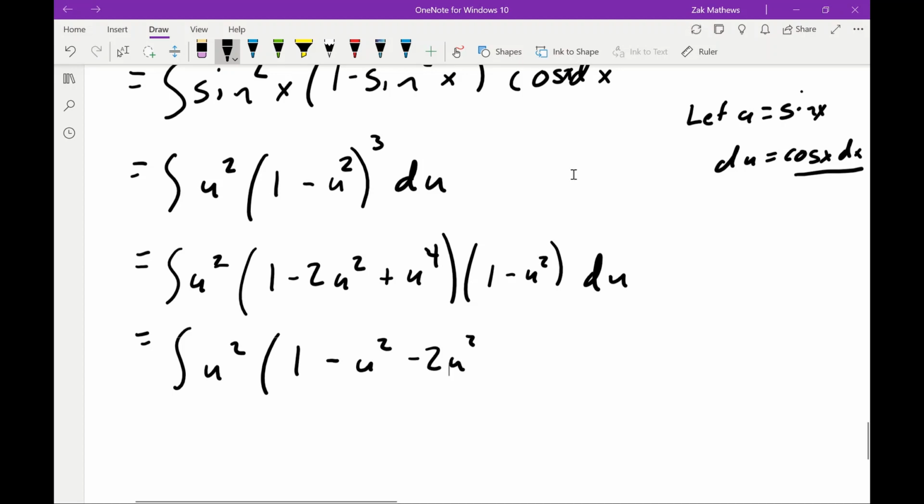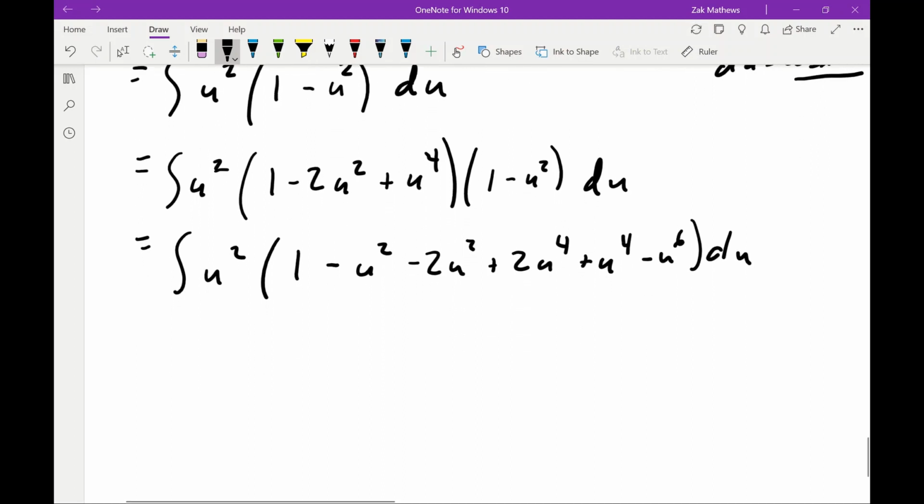I lost where I was. Let's see, we have our 1 times 1, 1 times u squared. So we have our negative 2u squared times a negative u squared is a plus 2u to the 4th, plus another u to the 4th, and then we'll have a minus u to the 6th. And then to clean this up, just collect our like terms.